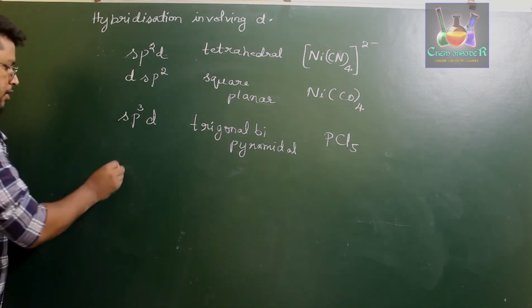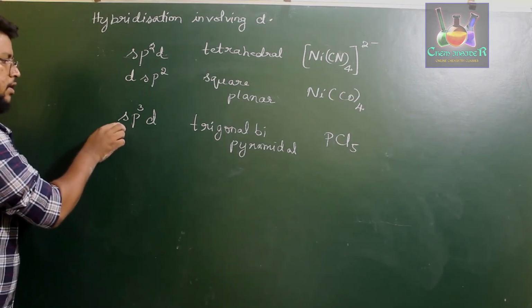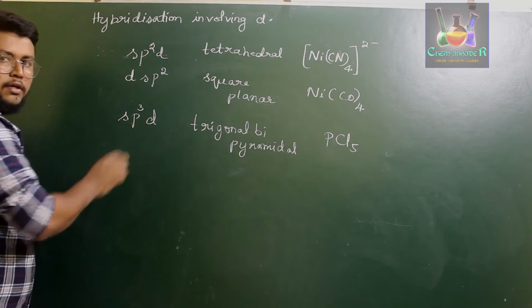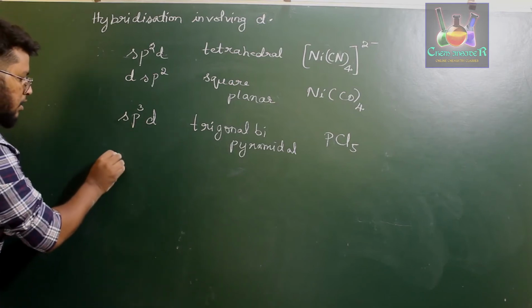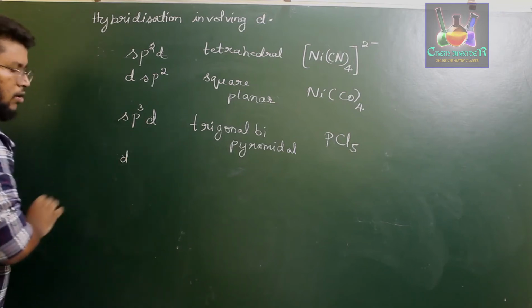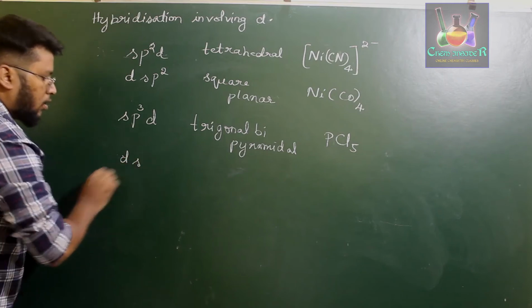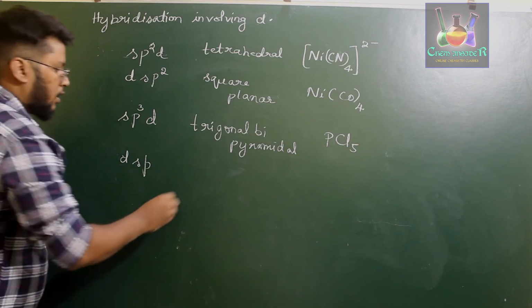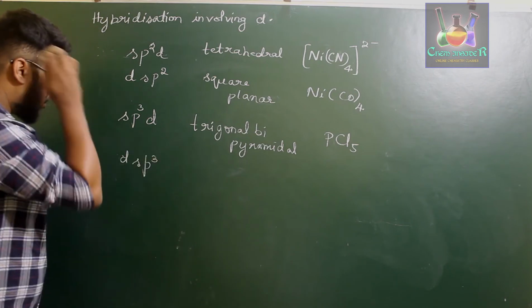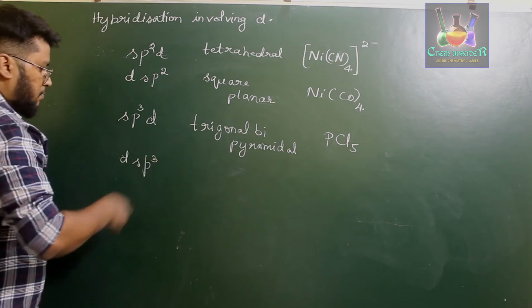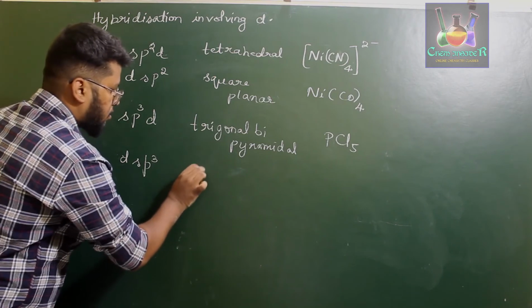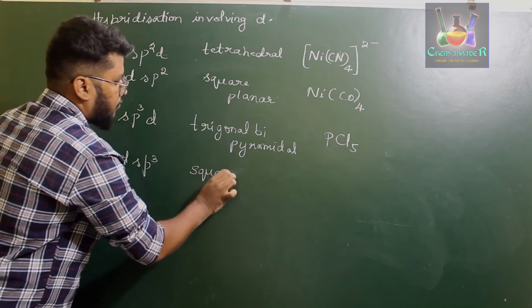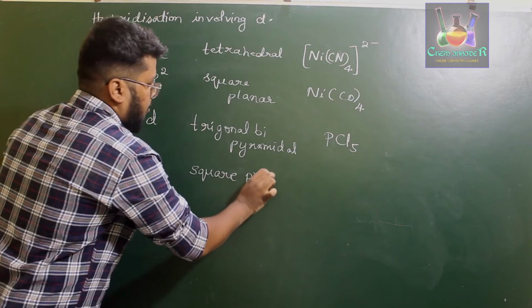There is one more type of hybridization. This is because of 3s, 3p and 3d. If there is hybridization involving one of the 3d orbitals, one of the 4s orbitals and 3 of the 4p orbitals, then it forms dsp3, which gives a square pyramidal geometry.